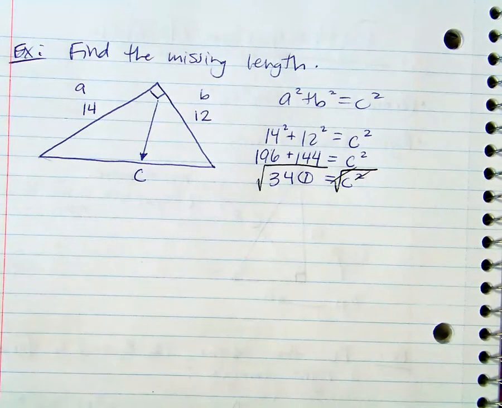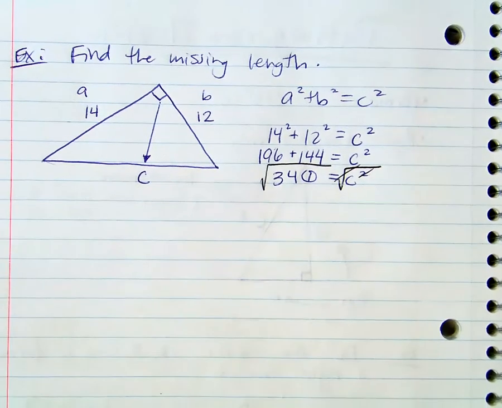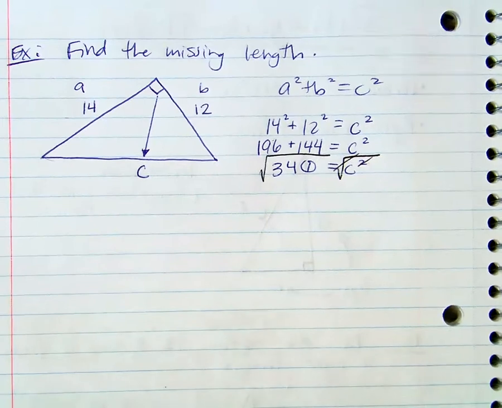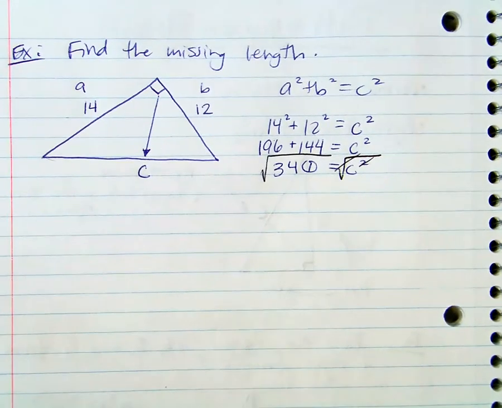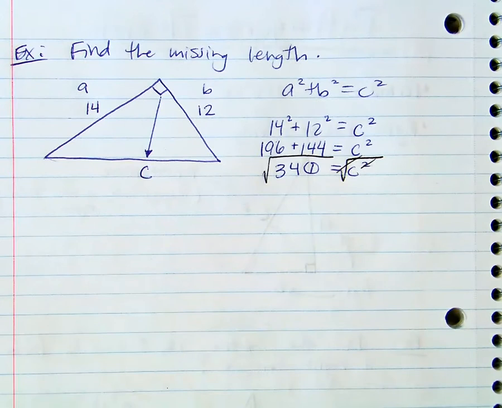Now here's where we run into a bit of a problem. 340 is a larger number than we are used to, which means we're going to have to do a little bit of extra work here. First thing we would want to do is find out if 340 has a square root.